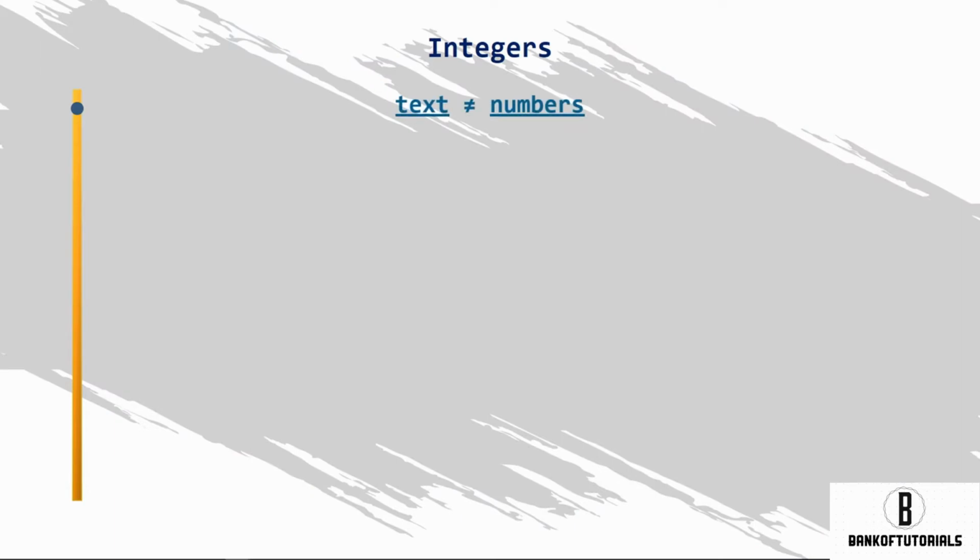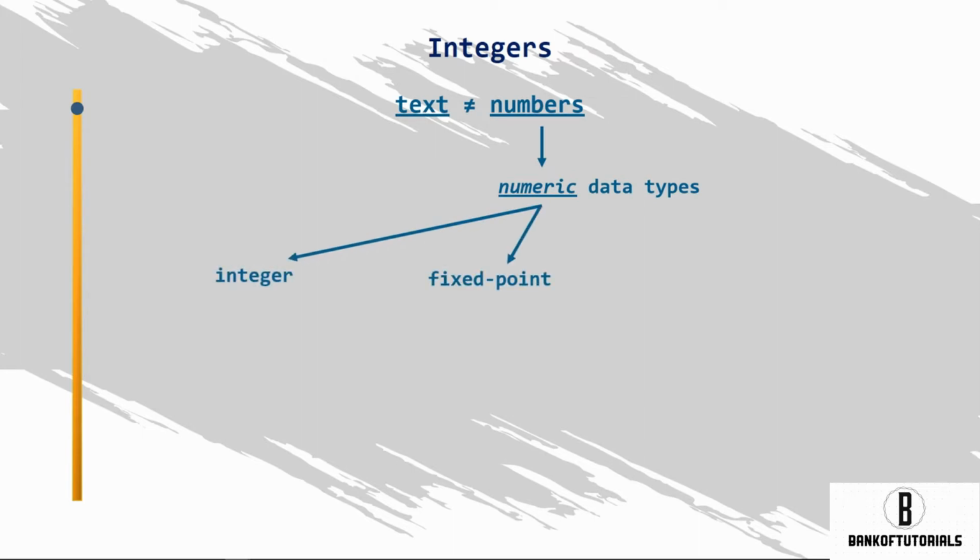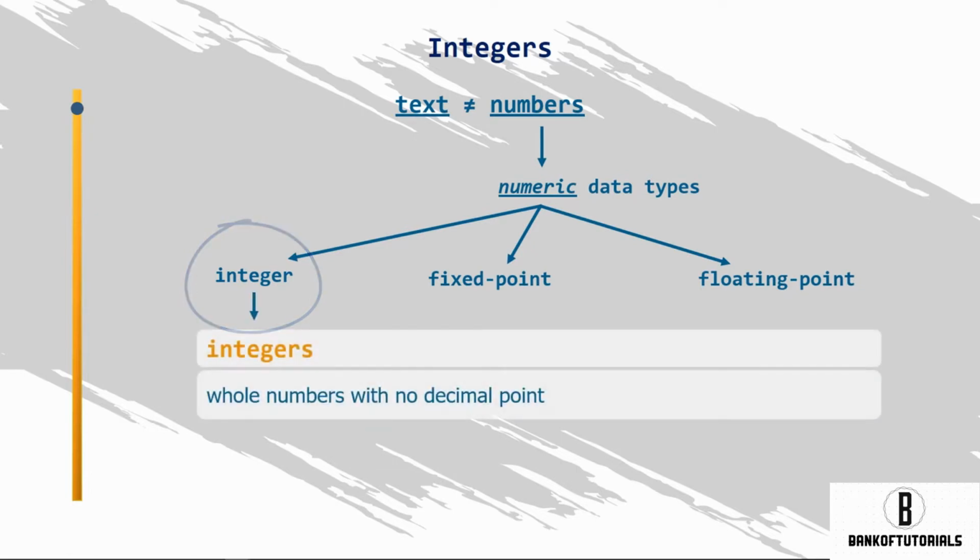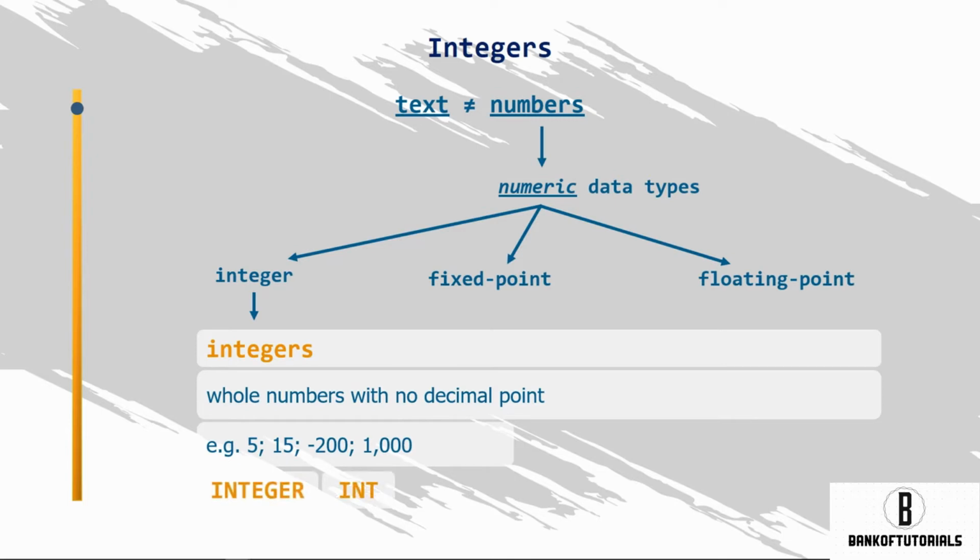Often, you will need to use a data type that allows you to store numbers. Numbers are stored in so-called numeric data types. We will go through the types that are most notable: integer, fixed point, and floating point data types. In this lesson, we will focus on integers. They are whole numbers with no decimal point. Numbers like 5, 15, minus 200, and 1000, for instance. The integer, or int, allows us to insert integers into tables.